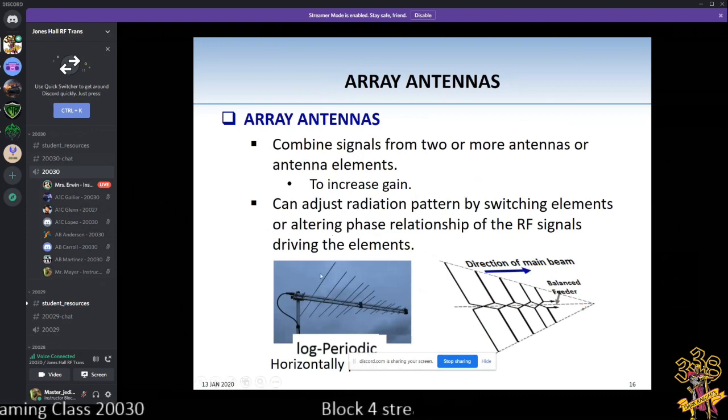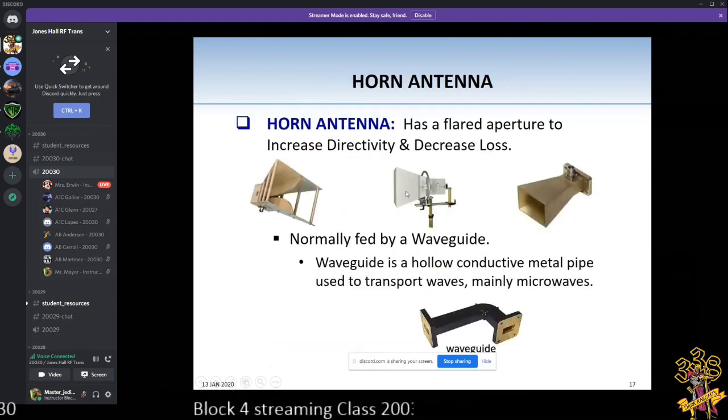Here's an example, the log periodic. There would be your direction of the main beam. A horn antenna, it's pretty simple to see why it's called a horn. Okay, it's just a flared metal aperture. It's going to be very directional. There's only one spot the electromagnetic wave can emerge from, so it's going to go in that one direction.